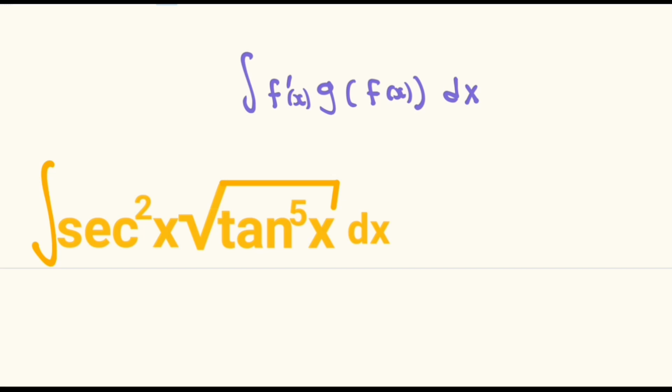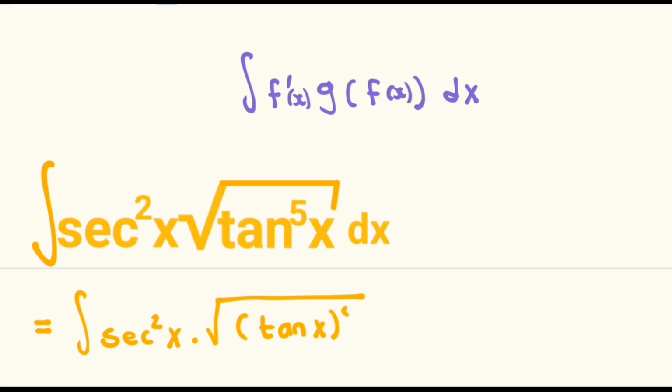So rearranging our integral, we have the integral of sec squared x multiplied by the square root of tan x raised to the power 5 dx. And as we can see, the derivative of tan x is equal to sec squared x. So we can use the u-substitution method.